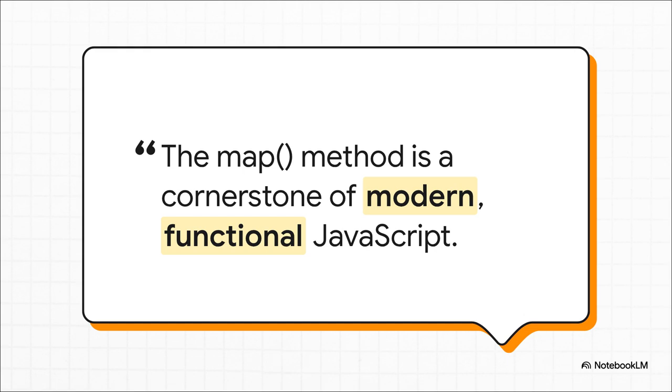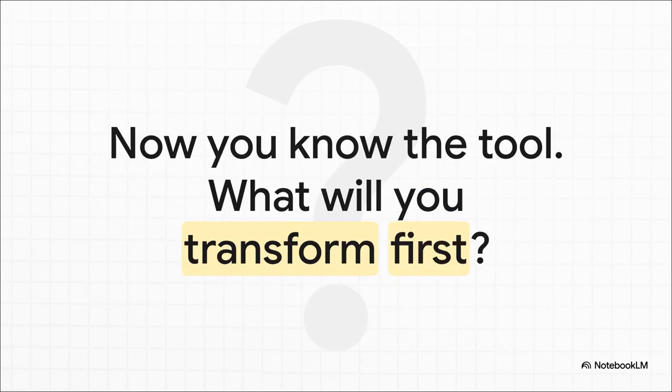So to bring it all home, map is so much more than just a handy little function. It really represents a bigger shift in how we write code, a move towards a more functional style. It encourages you to write code that's predictable, clean, and a whole lot easier to debug. Seriously, getting comfortable with map is a huge step forward in your journey as a developer. It just unlocks this really powerful way of thinking about and working with data. So the only question left is, now that you've got the tool, what are you going to transform first?